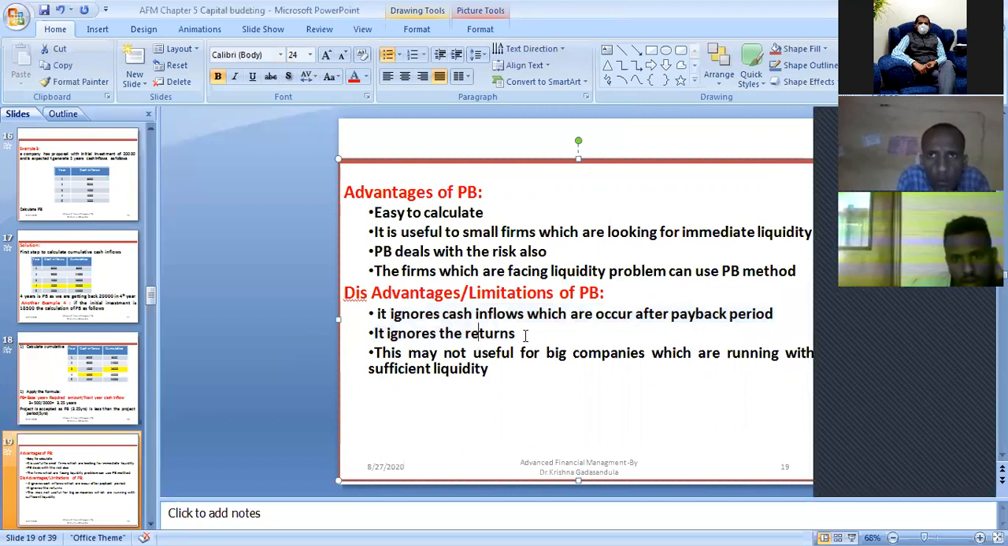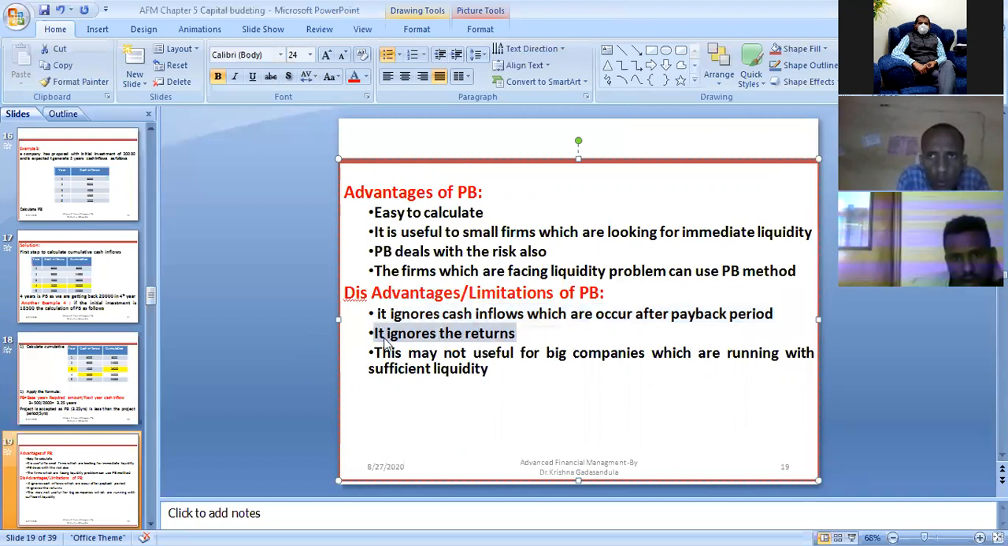It ignores the returns. Why are you investing in projects? You are investing in projects for returns. But are you calculating any returns here? No. You are calculating only the time period it takes to get back our original investment. So it is not suitable for calculating the returns.